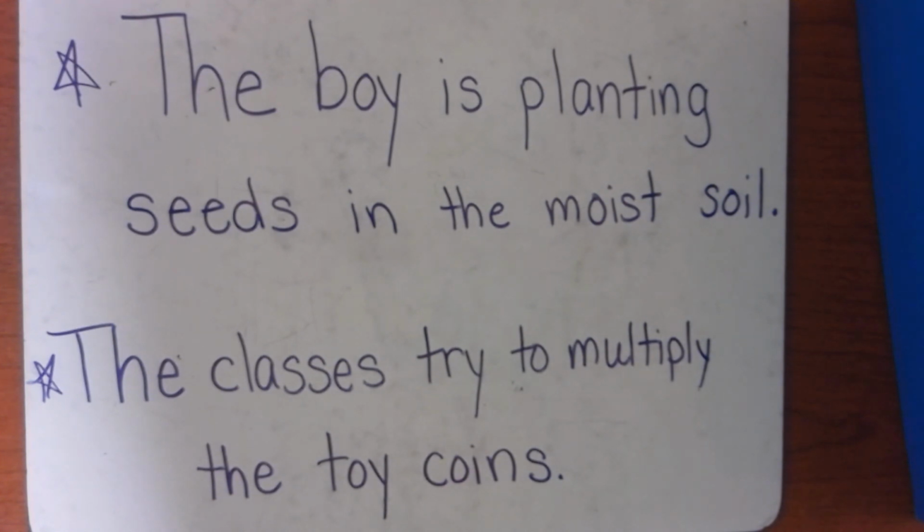Let's look at our next sentence. The classes try to multiply the toy coins. If I look at toy and I look at coins, where do you hear that oi sound? Can you see that oi is at the end? So it's our OY. The oi in coins is in the middle, so it's going to be an OI. Both OI and OY are going to say oi. Just where is it in the sentence?